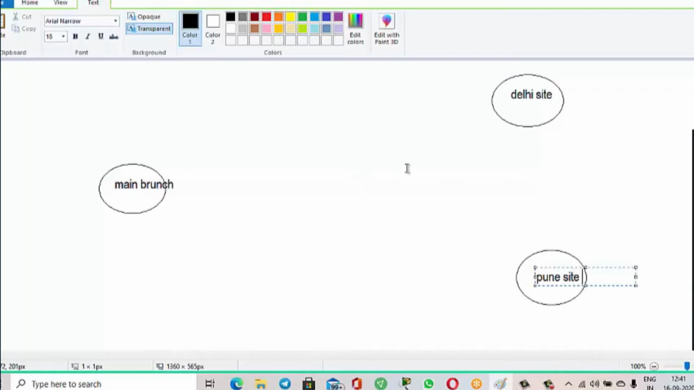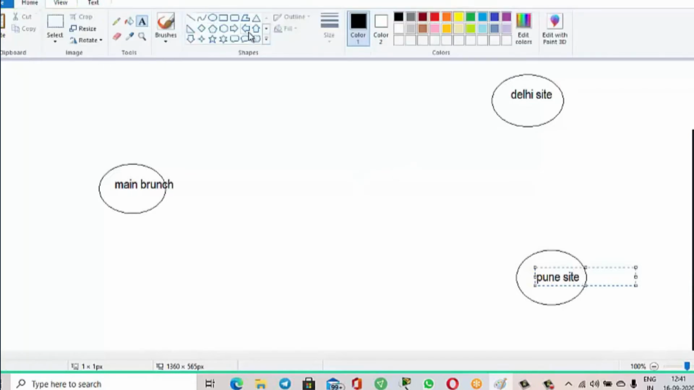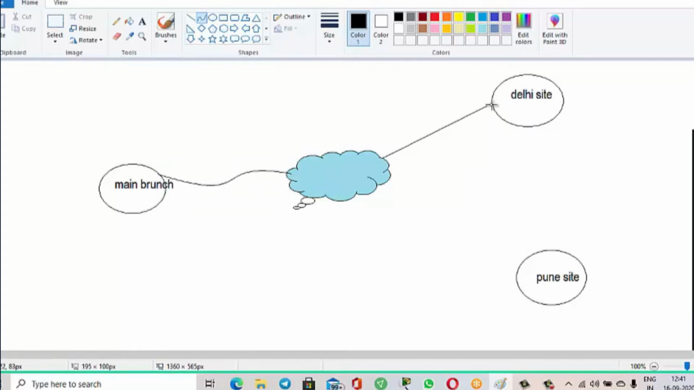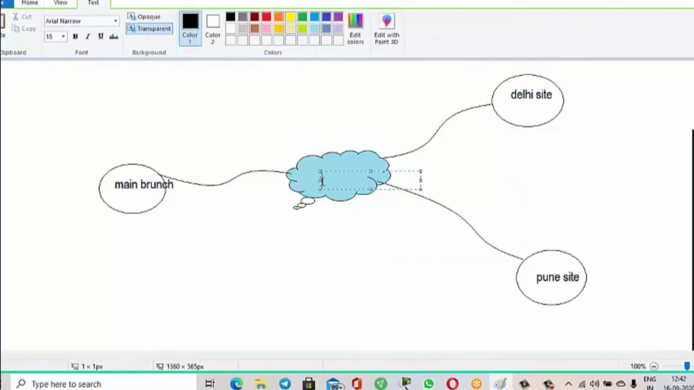In the middle, the internet is connected here. My main branch is connected to the internet, and the internet is connected to the Delhi branch and to the Pune branch. So this is my internet.